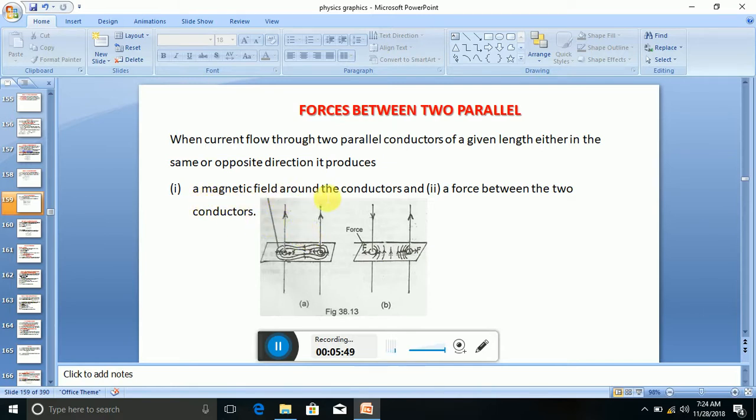Now, there will be a magnetic field around the conductors, as you can see here, and there is also a force between the two conductors.